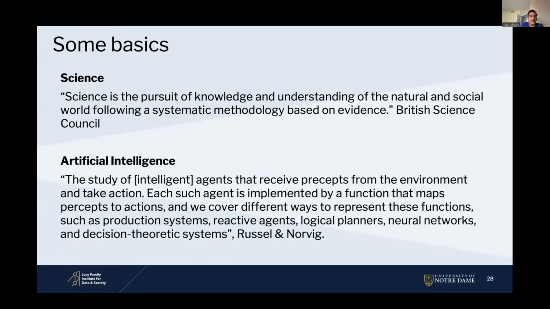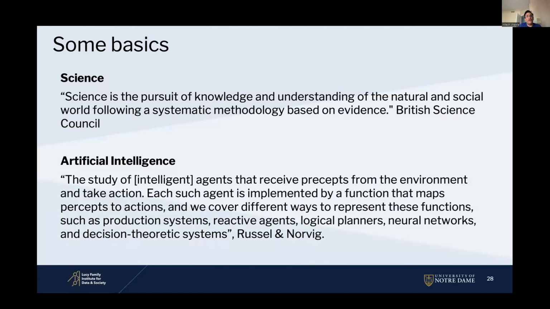And then what is the definition of AI? This was from the book that I had used when I was a grad student, and it's still a book that's steadily used. And it's the study of intelligent agents that receive percepts from the environment and take action. It's implemented by a function that maps percepts to actions, and we cover different ways to represent these functions. There are production systems, reactive agents, logical planners, neural networks, or decision theoretic systems.